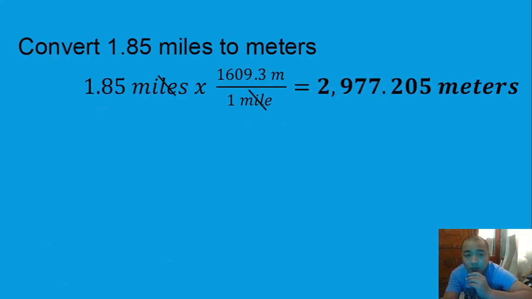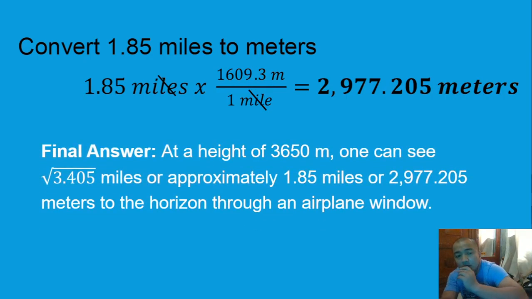Now let us convert 1.85 miles to meters. 1 mile is 1609.3 meters. So we're going to multiply 1.85 by 1609.3, which is 2977.205 meters. So the final answer: at the height of 3650 meters, one can see approximately 1.85 miles or 2977.25 meters to the horizon through an airplane window.